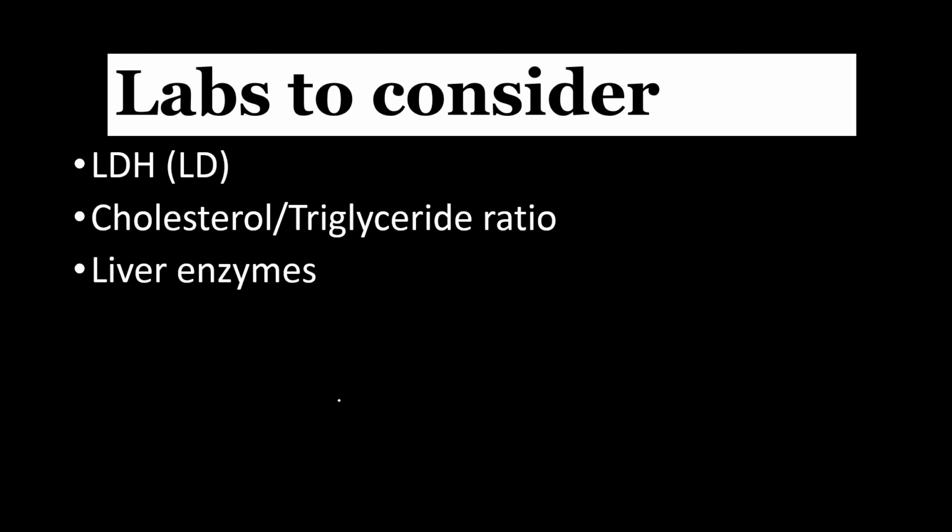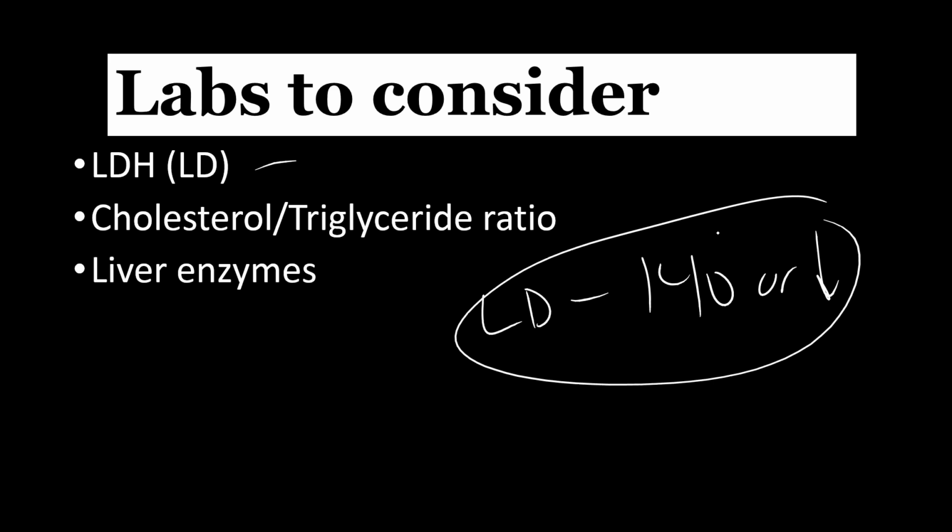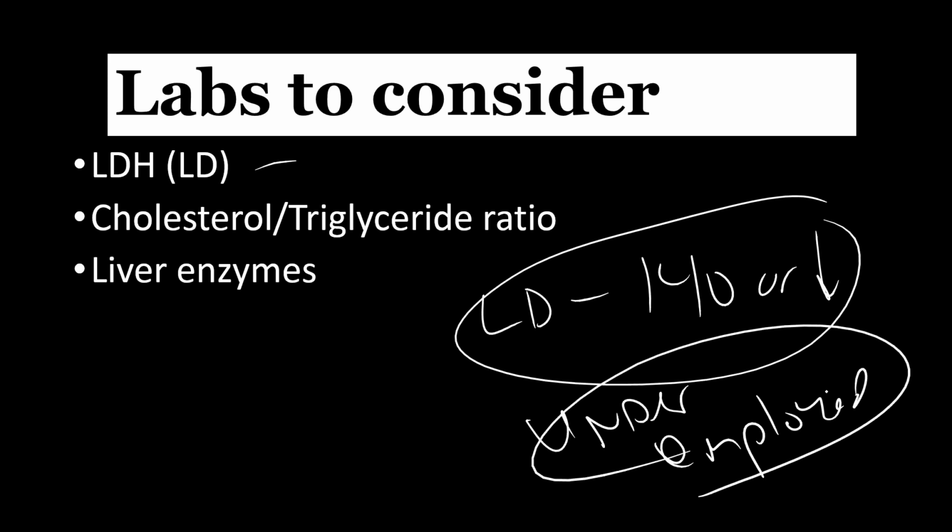Another thing you'll see, make sure you're looking on your labs, is your LD. It's going to be 140 or less. When it's 140 or less, this is a sign that enzyme is underemployed, and that person has reactive hypoglycemia. I'm going to draw this out in just a little bit, and we are a little pressed for time, so I will do my best to do that.